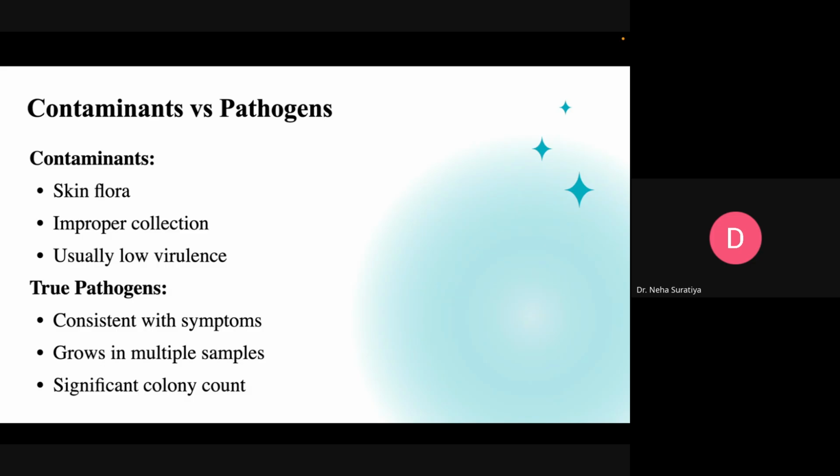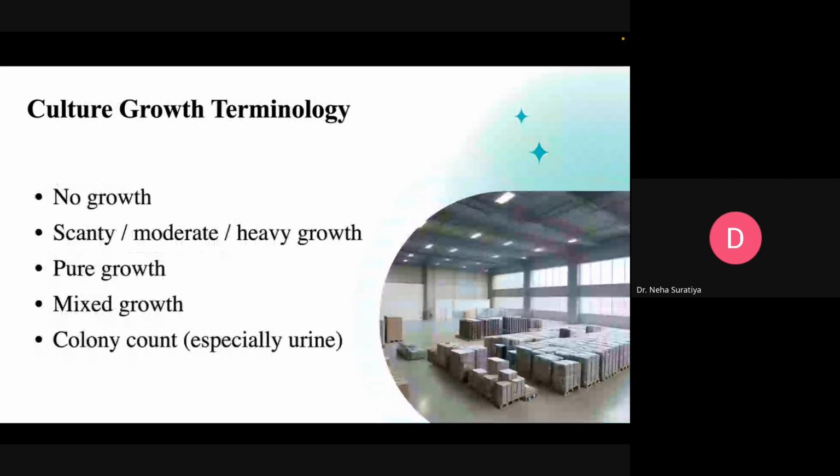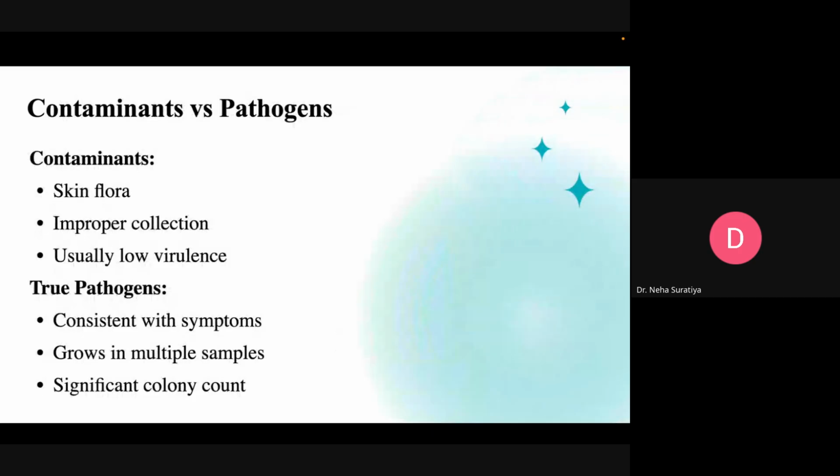And a true pathogen means it causes an active infection, consistent with the symptoms, grows in multiple samples, and is significant in colony count. As I earlier told you, if the colony forming count is 10 raised to 5, it is showing you a significant UTI. While if the colony forming count is less than 10 raised to 3, it can be considered a contaminant. So you can understand now what contaminants are and what true pathogens are.